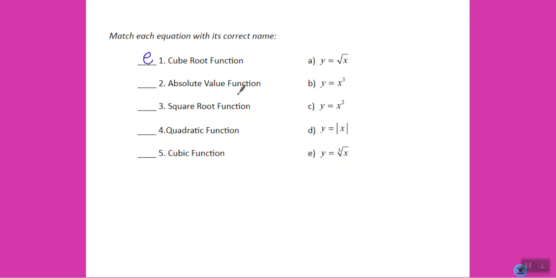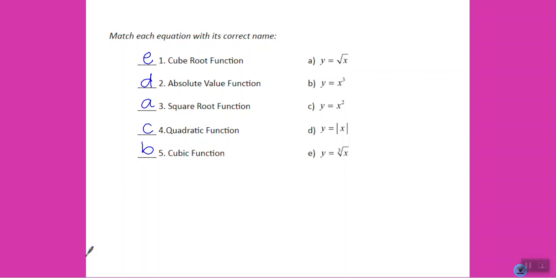Absolute value has the 2 straight lines around the x, so letter D. A square root function has the root, but it doesn't have any number there, so A. Quadratic function has a squared in it, so it's C. And cubic has the third exponent, so it's letter B.